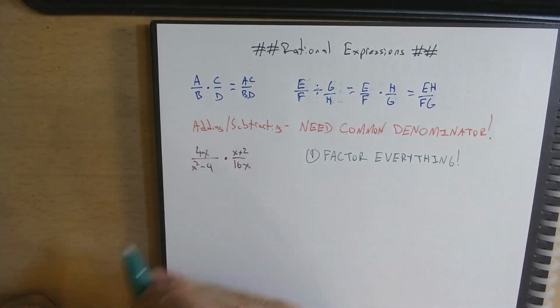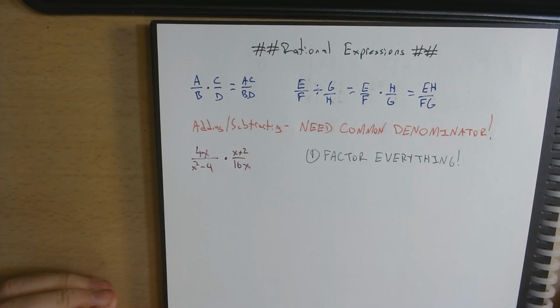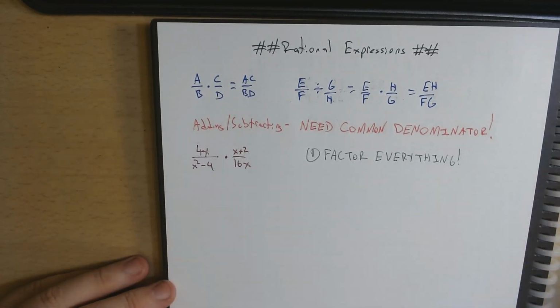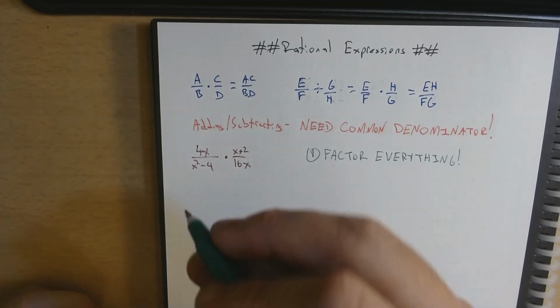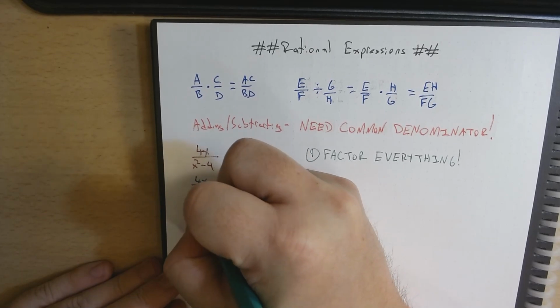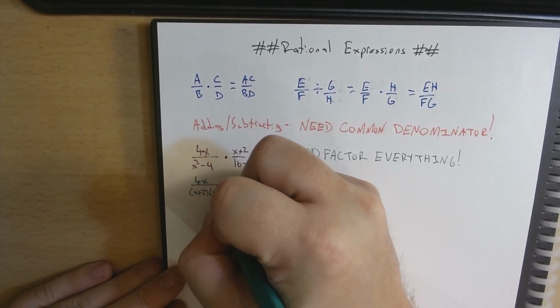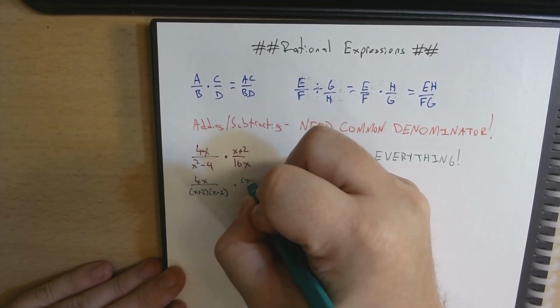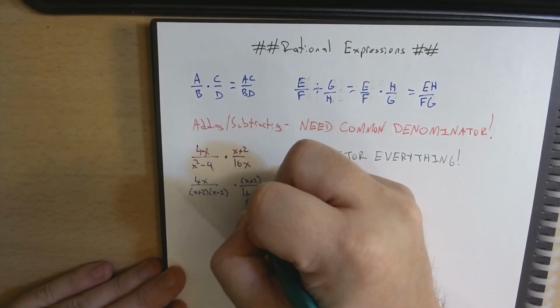In this one, 4x is literally just a 4x. You can't factor that at all. Same thing with 16x. But this you can factor because that's a difference of squares. So you can change this into 4x, x plus 2, x minus 2, times x plus 2 over 16x.